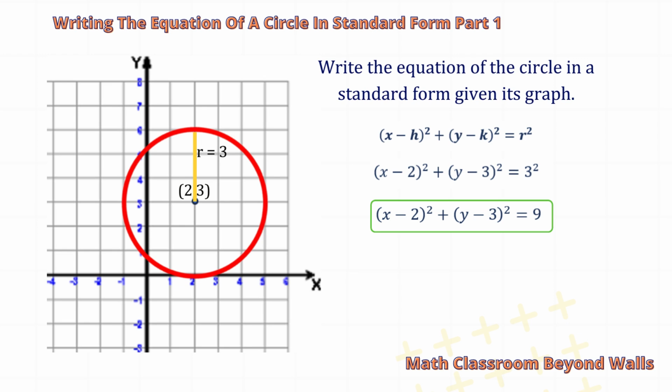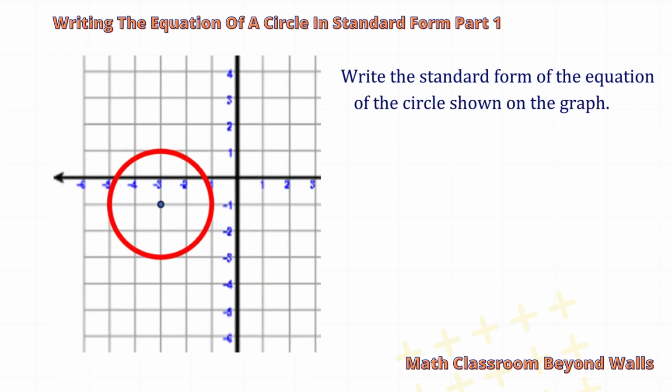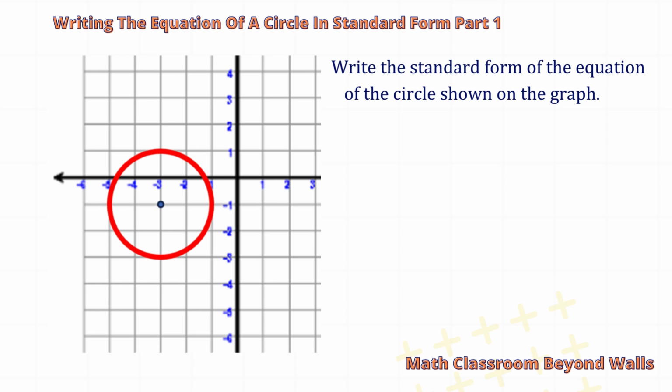Let us have this second example. The problem is, write the standard form of the equation of the circle shown on the graph. Do you remember the steps we did earlier? What were those again? You are right. We located the center (h, k) of the circle and we determined the radius r. Let us do it. So the center (h, k) is (-3, -1).